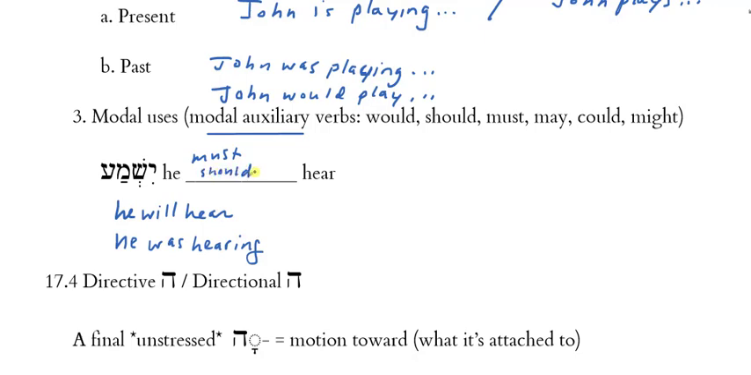John, he should hear, right? So if I'm imposing an obligation on him, I'm not saying that he is actually hearing. I'm saying that he ought to. He may hear or might hear. He would hear. Okay, so any of these modal auxiliary verbs are also possible for ways of rendering the imperfect. And your context is going to be the determining factor in this sort of thing. So that's how we're going to handle the imperfect.